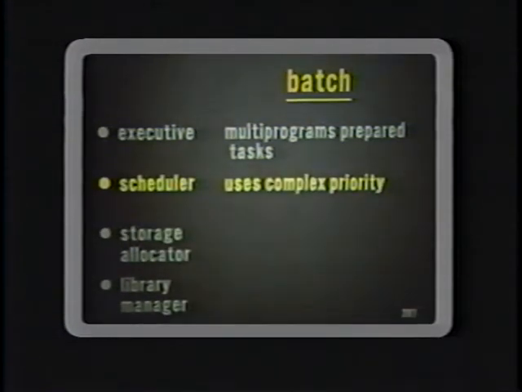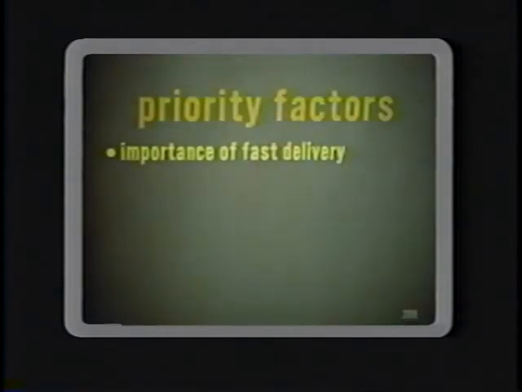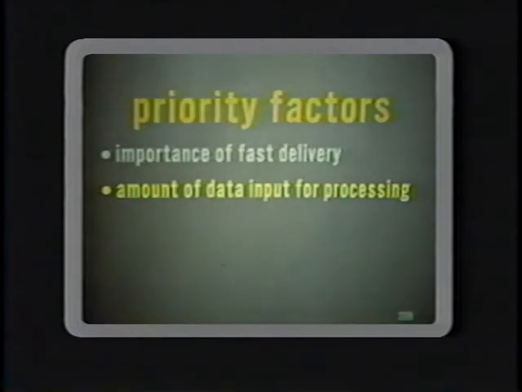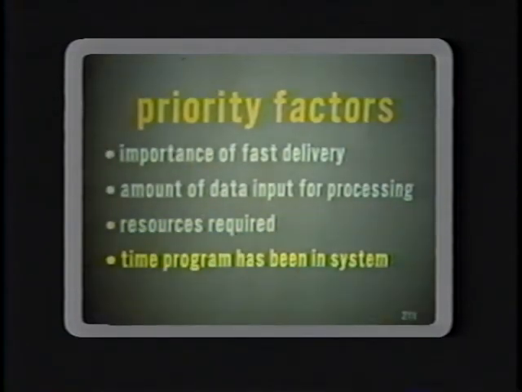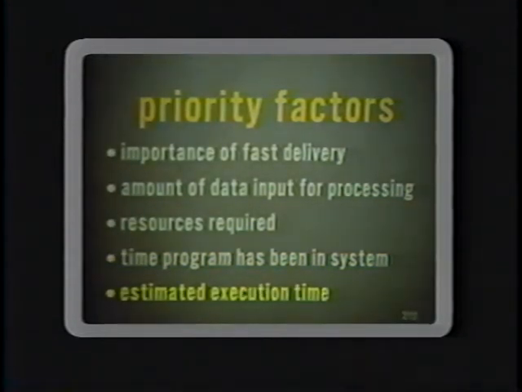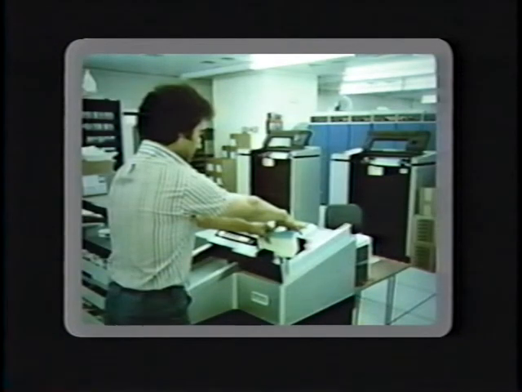The scheduler manages this input queue and decides which programs to run according to a complex priority scheme that depends on the importance of the fast delivery of the results, the amount of data that has been input for the program to process, the amount of memory and other resources the program will require during execution, the amount of time the program has already been in the system, the estimated total execution time of the program, and finally, the other control information that is input to the system with the program.